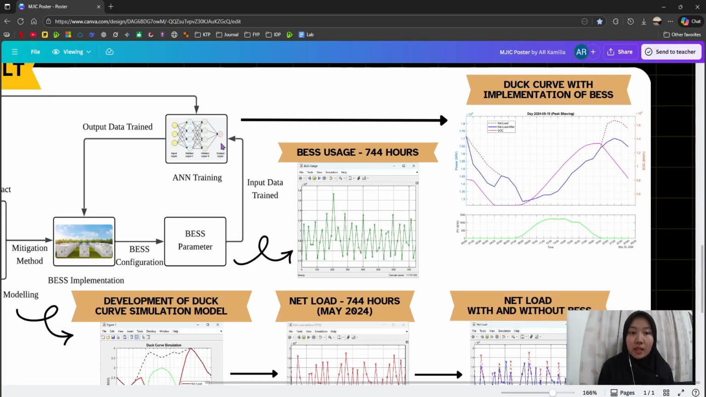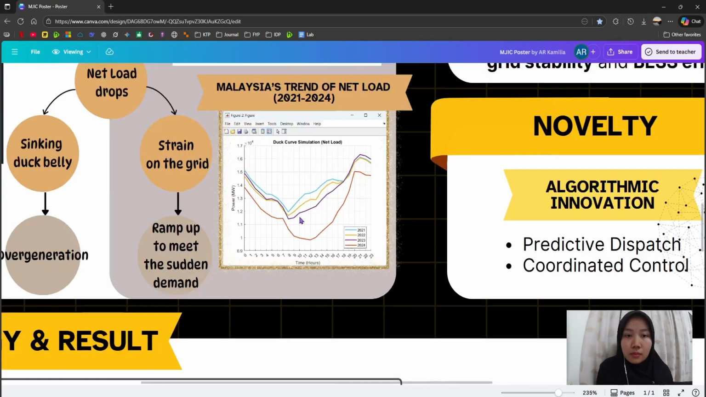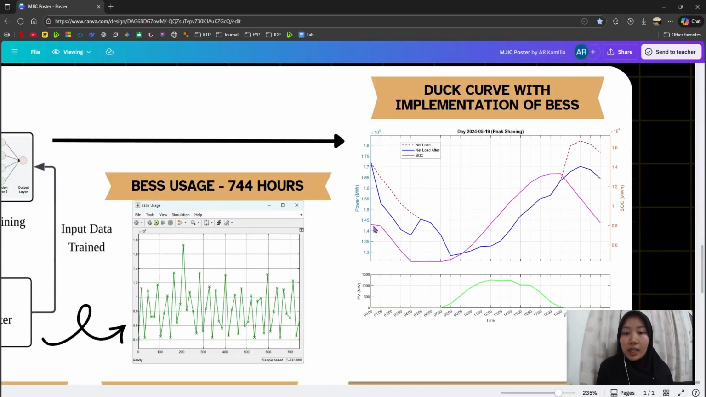When I implement the ANN, as you may see here, this is the initial duck curve. The red line here is the initial duck curve. And then when I implement the battery, the pink line here, as you may see, discharges during this hour, so the net load drops, and then it charges again during PV. When the peak demand occurs, it discharges. As you may see, there's peak reduction during this hour.